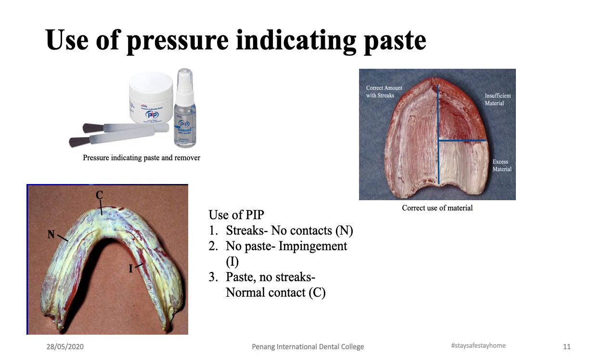So now you see how once you have done this or you have applied it completely, you place it into the patient's mouth and ask the patient to bite. When the patient bites, you see that there are certain areas, you see into specific areas. So if the streaks are present, that means there is no contact. If the paste is still present but the streaks are gone off, that means there is normal contact between the denture base and the mucosa or the oral tissue.